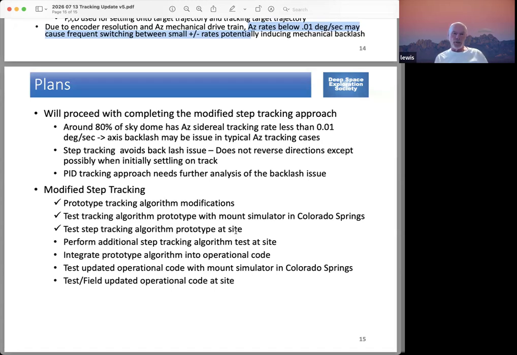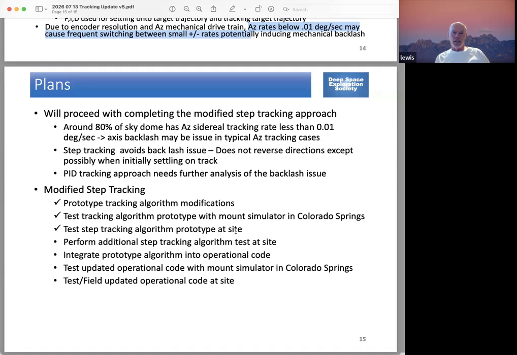I wouldn't say the PID approach is dead, but it would need further work, and it just seems our best response is to get the modified algorithm fielded and running. So to do that, these are some steps. We've already prototyped the tracking algorithm mods, as we've talked about. We tested them with the simulator in the Springs and also once at the site. We need to do a little additional site testing to get higher confidence.